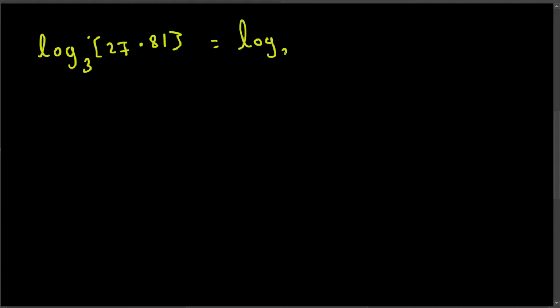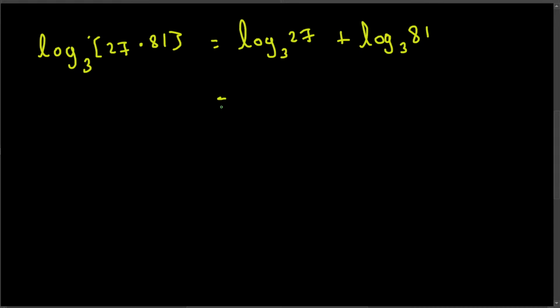Okay, let's write the equation again. Let's say we have log base 3 of 27 times 81. Now here you can see this is a multiplication. When we have log of a times b, we expand it like log a plus log b. Same thing goes for this one. It expands like log base 3 of 27 plus log base 3 of 81.